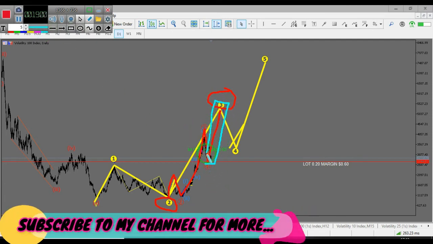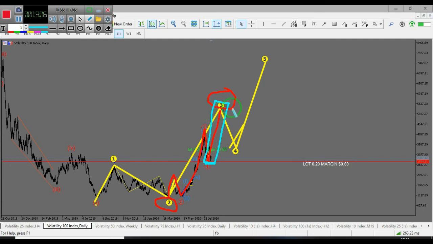So for now, this is the wave that we are struggling to complete here. This is the last wave that we're struggling to complete to give us our wave 3. And from here, we're going to have another 3 waves, which will be like an A, a B, a C to complete our wave 4.